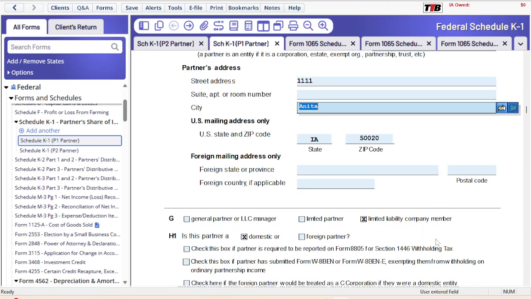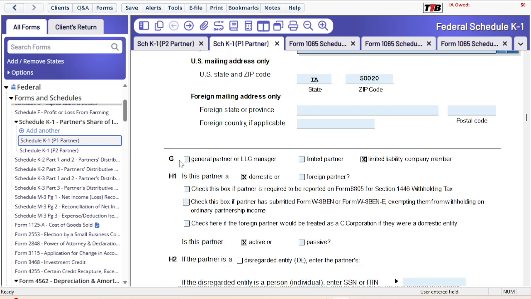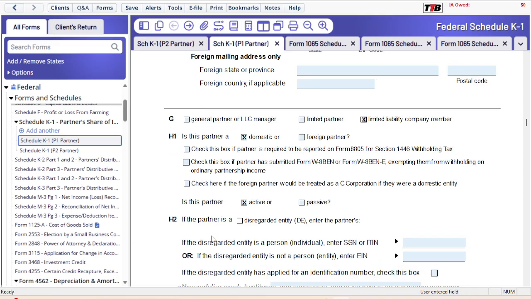And then we'll go to line G. Is it a general partner or LLC manager? Is it a limited partner? I check limited liability company member. So is it a domestic? Yes. So we check that for H1, and you have those.